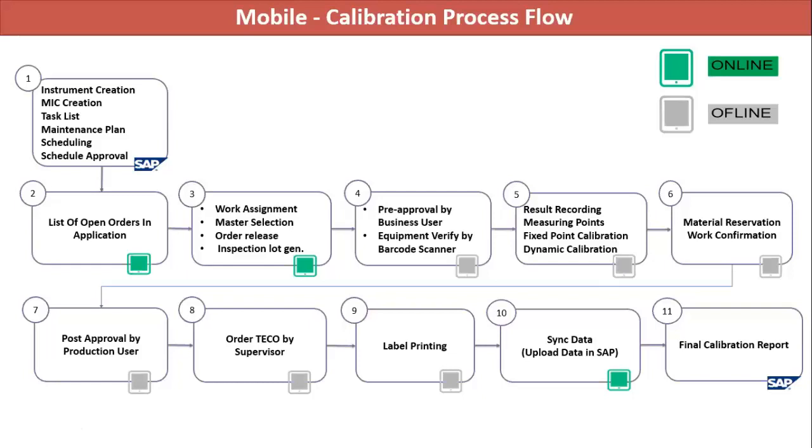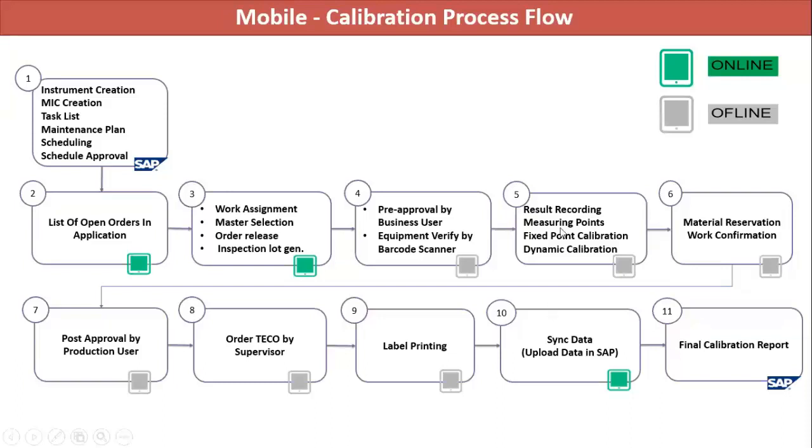Then if you are using the barcode and you want to ensure that the technician is performing the calibration of the correct instrument or not, for that we can scan the barcode before starting the work. That will validate whether the user is doing the calibration of the same instrument or not.